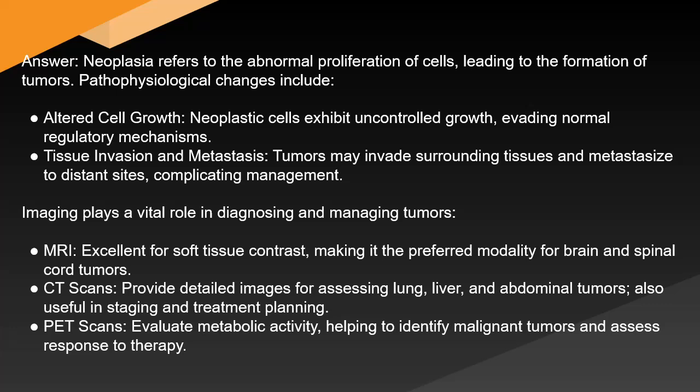Imaging plays a vital role in diagnosing and managing tumors. MRI is excellent for soft tissue contrast, making it the preferred modality for brain and spinal cord tumors. CT scans provide detailed images for assessing lung, liver, and abdominal tumors, and are also useful in staging and treatment planning. PET scans evaluate metabolic activity, helping to identify malignant tumors and assess response to therapy.